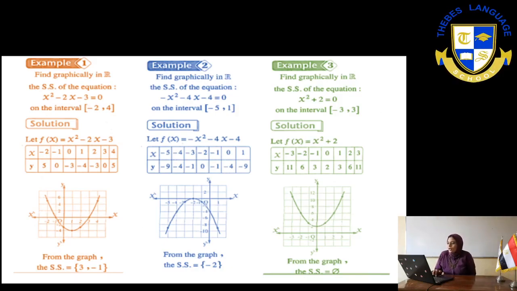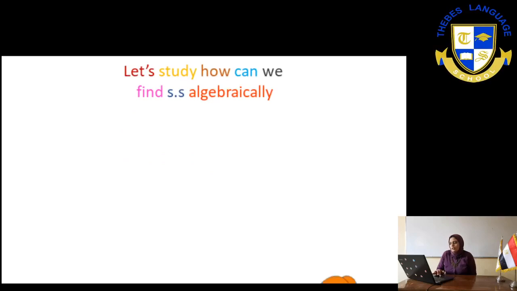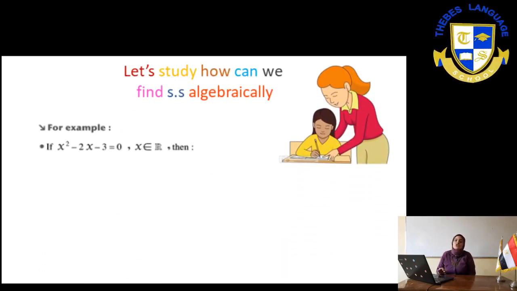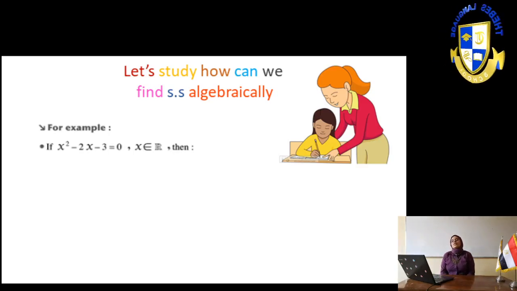Let's move to slide number 6. We have studied graphically, and now we will study how to find the solution set algebraically. For example, if we have x power 2 minus 2x minus 3 equals 0.